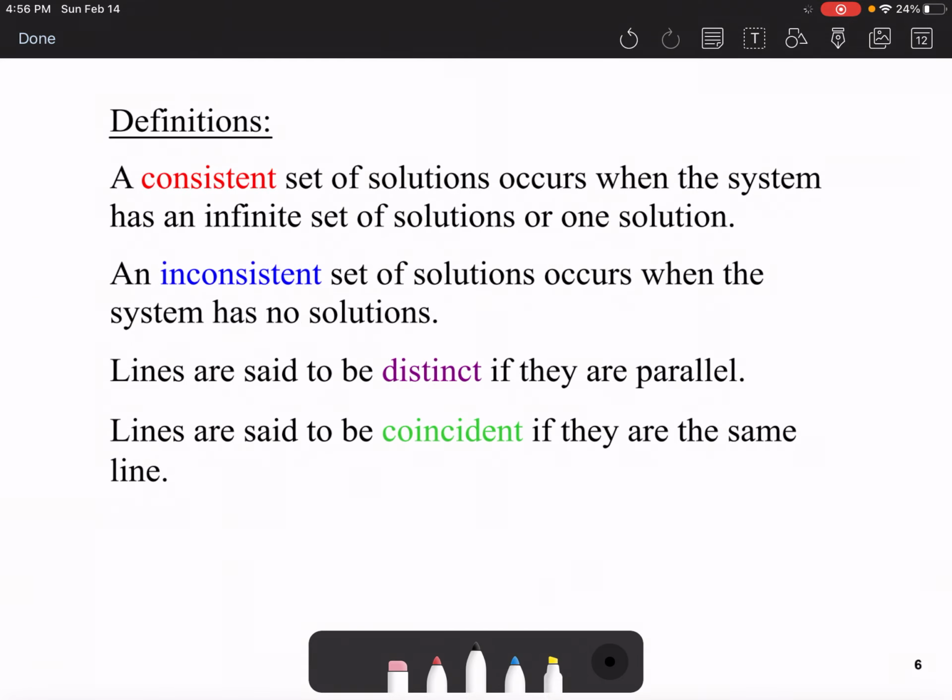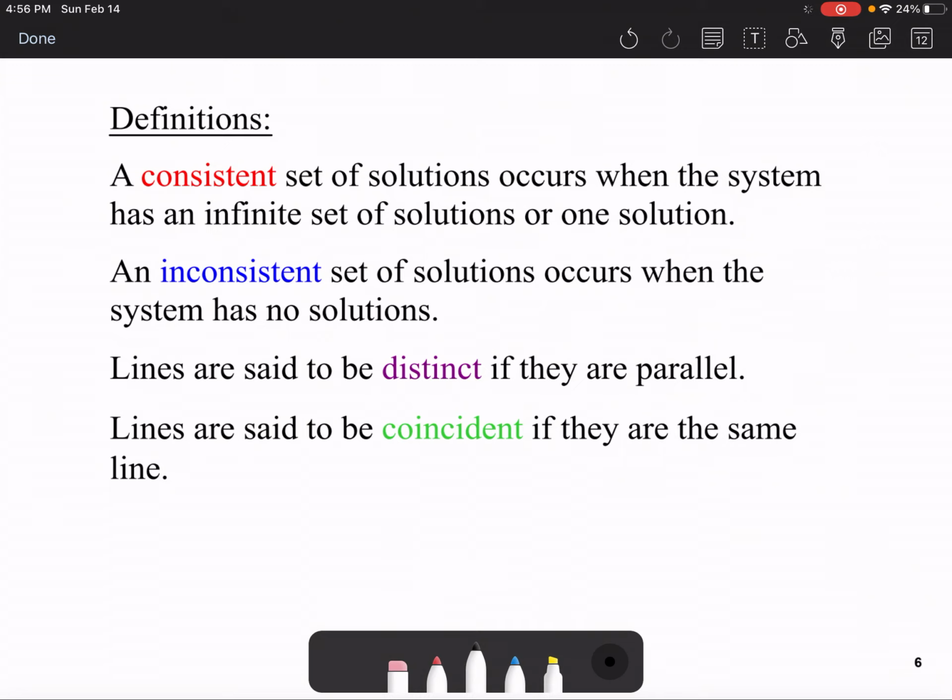Okay, some terminology that we need to know. Whenever it talks about a consistent set of solutions, what it means is it actually has solutions. So it can have an infinite set of solutions, or it can have one solution. If it says it's inconsistent, then it has no solutions. If lines are said to be distinct, they're talking about parallel lines. And if they're saying coincident, they're talking about the same line. Just some terminology we need to know.